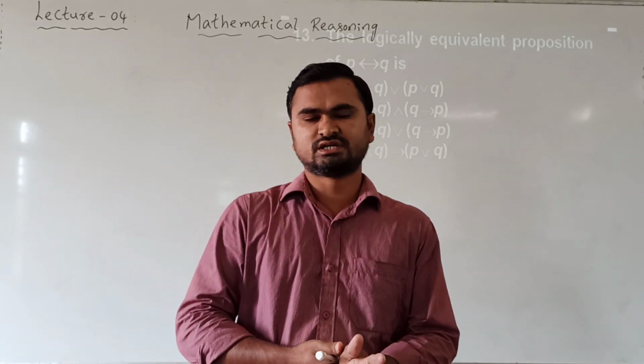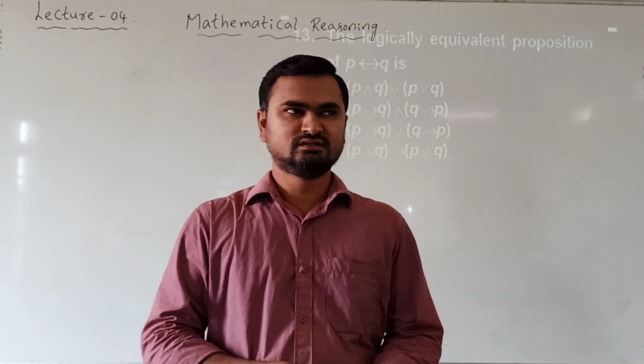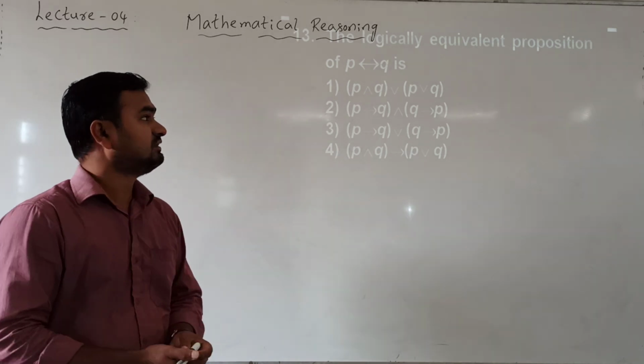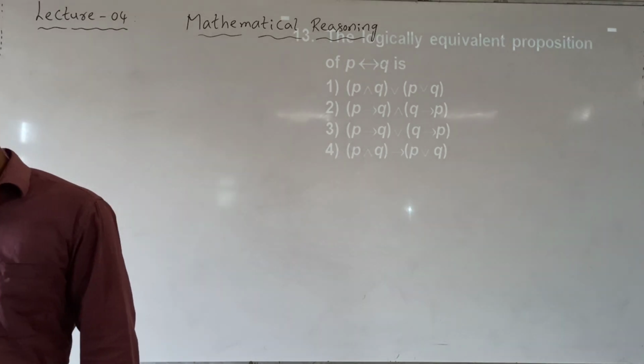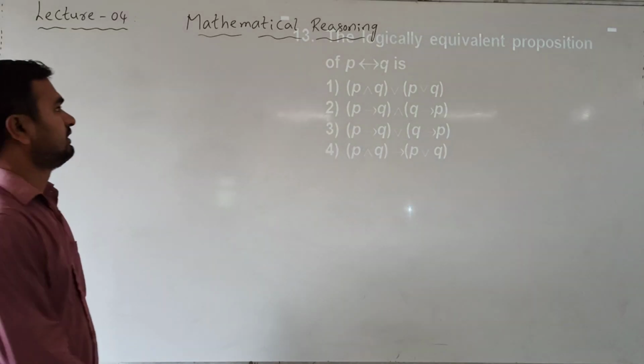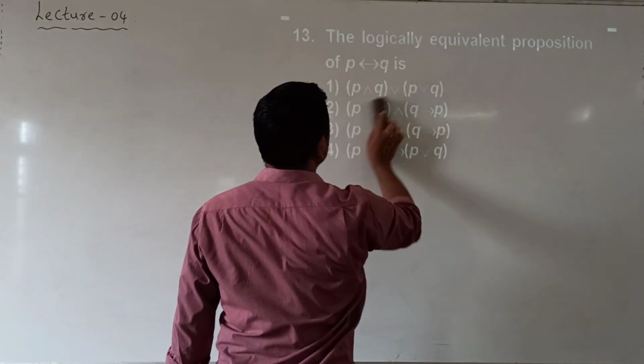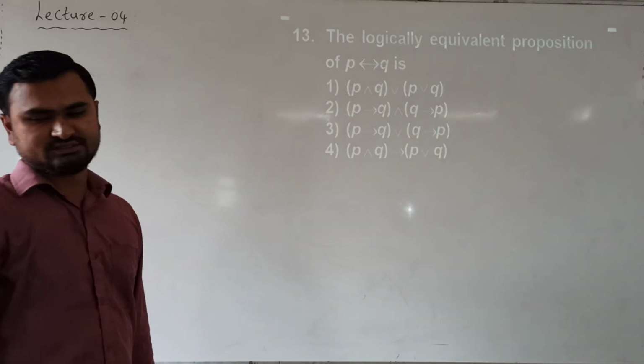In the last class we started the objective part of mathematical reasoning, so we'll complete the remaining part. See the question, question number 13. The logically equivalent proposition of P double implies Q is.